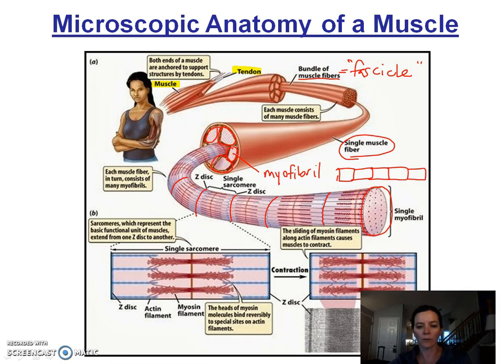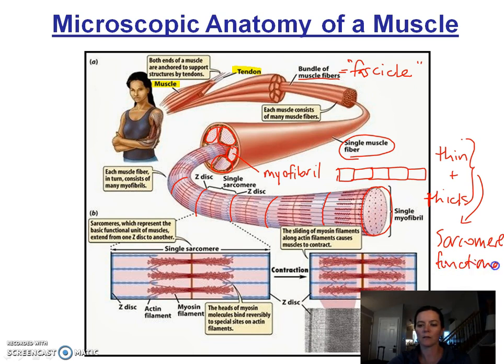Okay, so the myofibrils are made up of two types of filaments called thin and thick filaments. These thin and thick filaments are what make up the sarcomere. And a sarcomere is the functional unit of a skeletal muscle. That means that if the function of a skeletal muscle is to contract, then the sarcomere itself will retain that ability to contract. And so all the sarcomeres working together are what contract all at the same time to make the skeletal muscle as a whole contract.